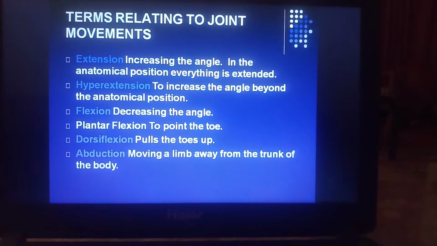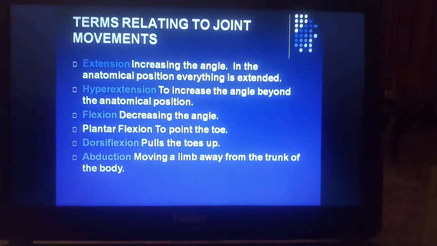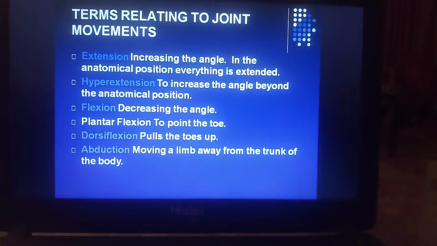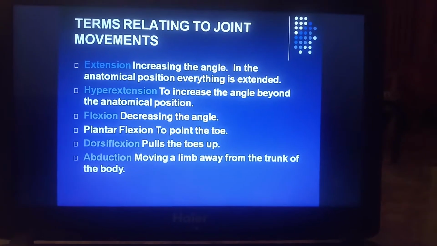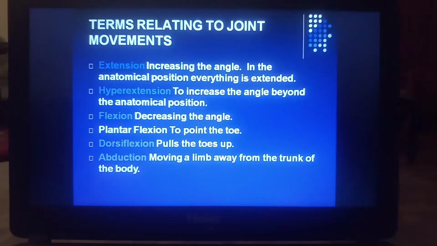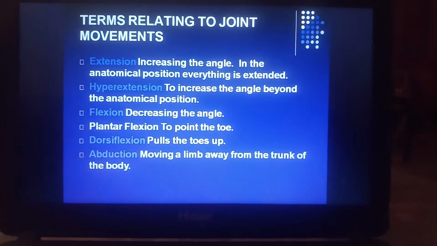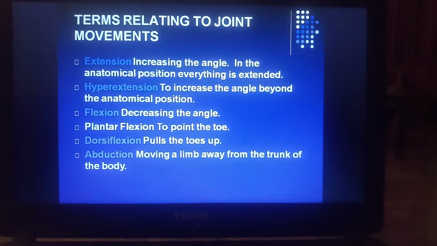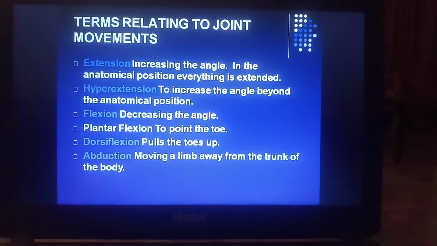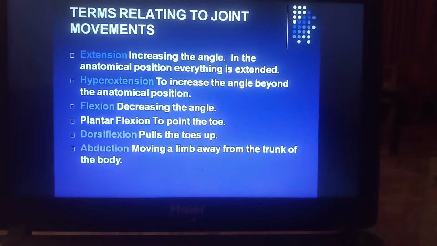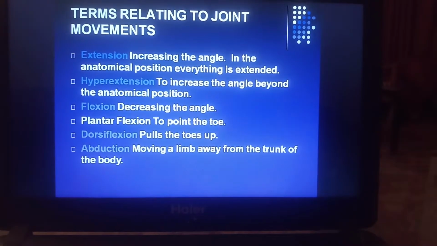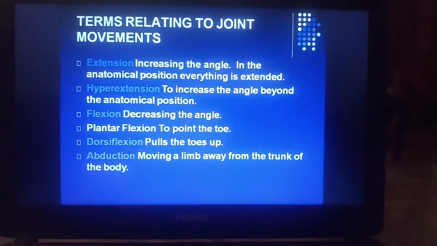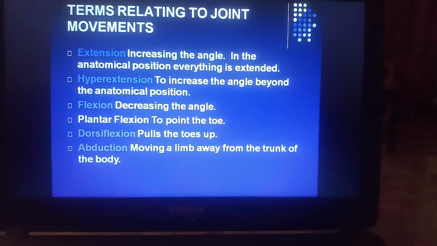The next term is hyperextension. Hyper, as you know, means increased. So there will be an increased angle beyond the anatomical position. If it is present, then we will call it hyperextension. Then what is flexion? In the case of flexion, the angle will be decreased. So flexion is opposite to the term extension. In the case of the lower limb, there is plantar flexion to point the toe, and dorsiflexion pulls the toe up.